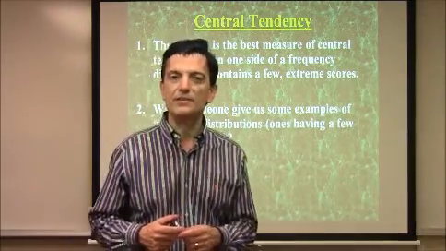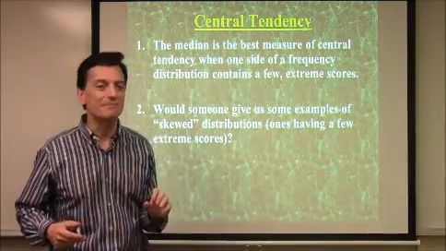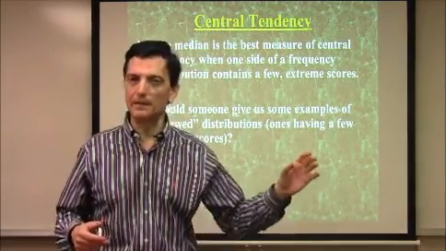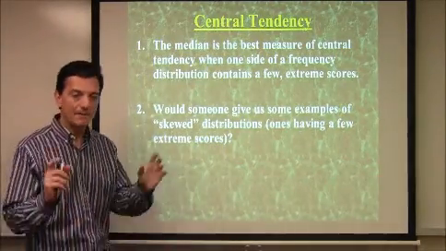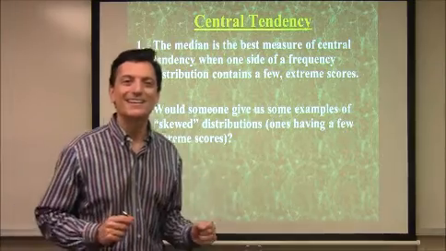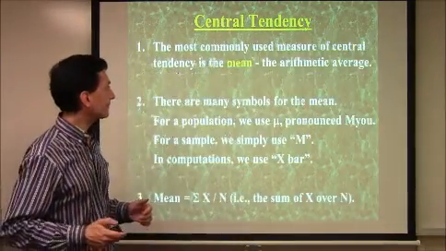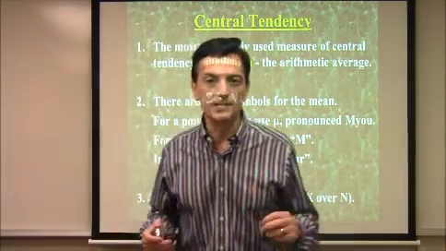And when you do have these skews, probably the best measure of central tendency is going to be the median, because the mean can be thrown off quite a bit by just a couple of outlying scores on this side or a few extremes on this side. If you have those extreme scores on either side, it can be helpful to disregard those by using the median.